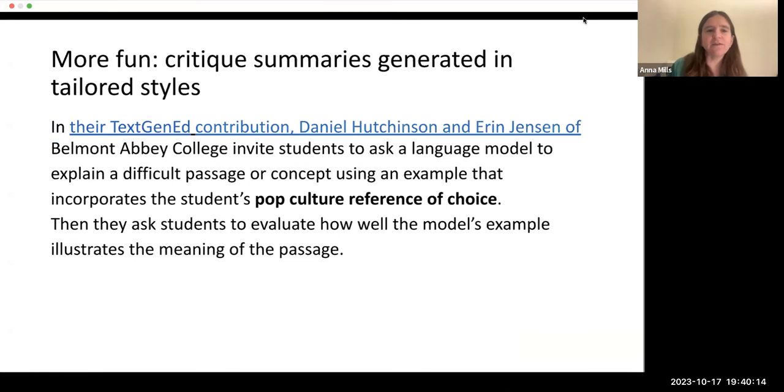And this is a fun, more creative way to teach reading comprehension and summary. Daniel Hutchinson and Aaron Jensen in Text Gen Ed suggested, I think they were working with a US founding document, the Declaration of Independence. And they invited students to ask a chatbot to explain a passage using an example with the student's pop culture reference of choice. That was fanciful, that was fun, but it was able to do it well enough. But they asked students to evaluate exactly how well it explained the meaning of the passage.